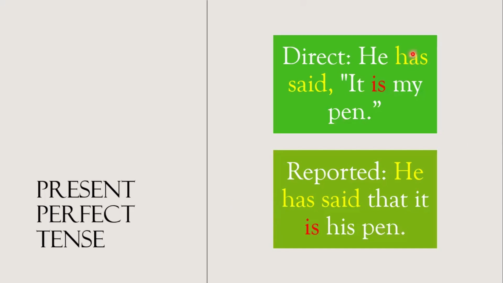Next one, present perfect tense. If the reporting verb is in the present perfect tense, we don't change the tense in the original statement when changing into reported speech. Let's read out this example. In direct speech, he has said, "It is my pen." In the reported speech, he has said that it is his pen. Can you see that there is no change in the tense of the original statement in reported speech too?